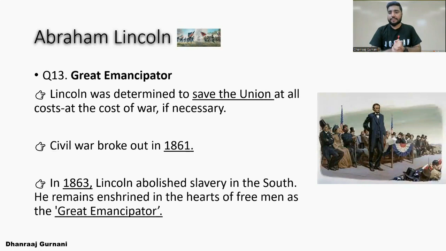Question 13. Now the southern states have broken away to form their own Confederate States of America. Was this accepted? No, this was not accepted by Lincoln. Hence, question 13 says the great emancipator.